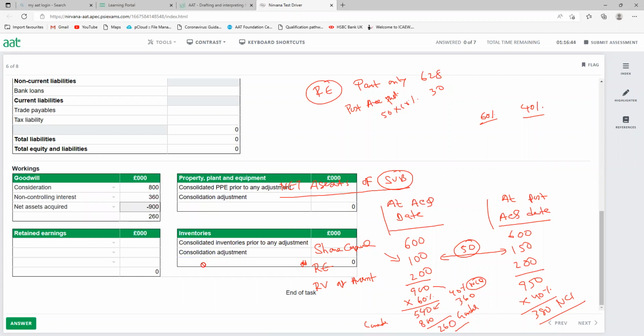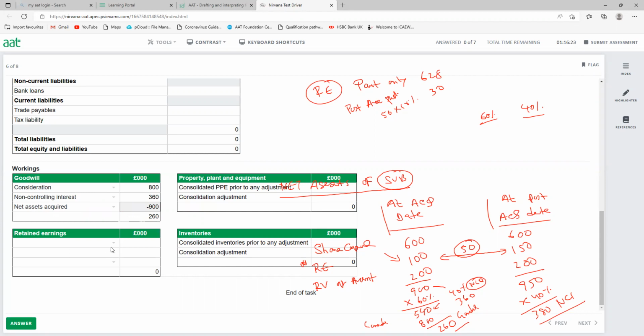Now remember, if you do it the other way, for example, if you do non-controlling interest first, then consideration, it's not a problem. As long as the goodwill you have is 260, you are fine. You don't have to really follow all the format. As long as you have the right calculation, it is absolutely fine. All right, so our goodwill is done.